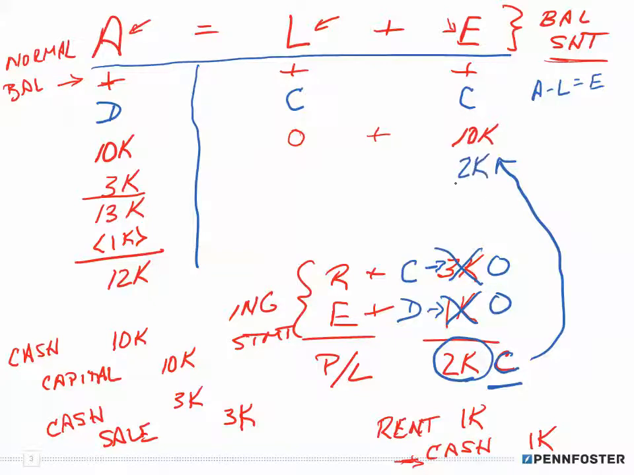So we move the $2,000 up into the equity, all right? And when we do that, now our equity account has $12,000 in it, so it brings our accounting equation back in balance. We have 12,000 equal to 0 plus 12,000, and our accounting equation is in balance.